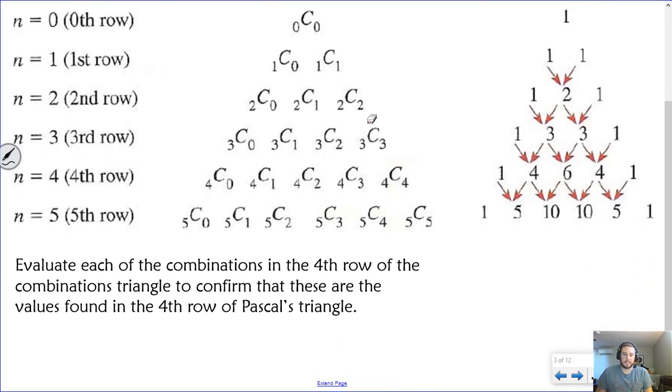So the nice thing about this, like I said, is that if I want to find any one term within Pascal's triangle, so let's say I wanted the 5th row, third term, instead of having to make my Pascal's triangle 5 rows deep, I can do 5C3, and that'll give me my answer.